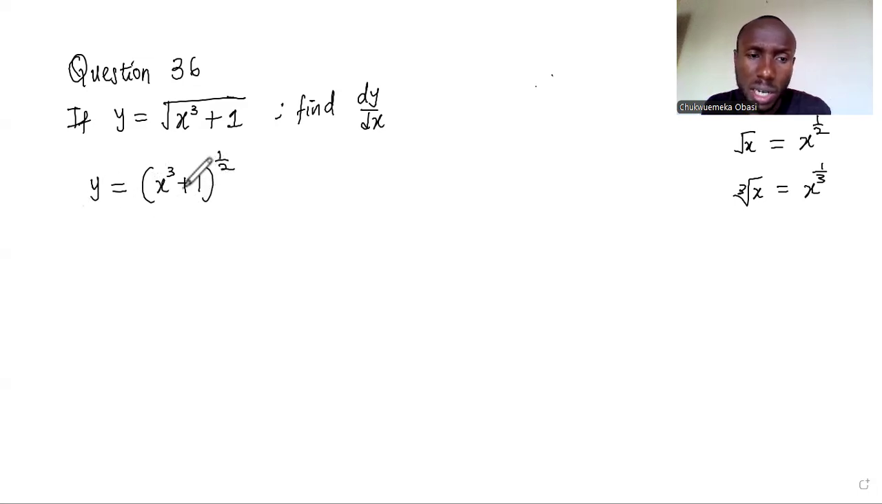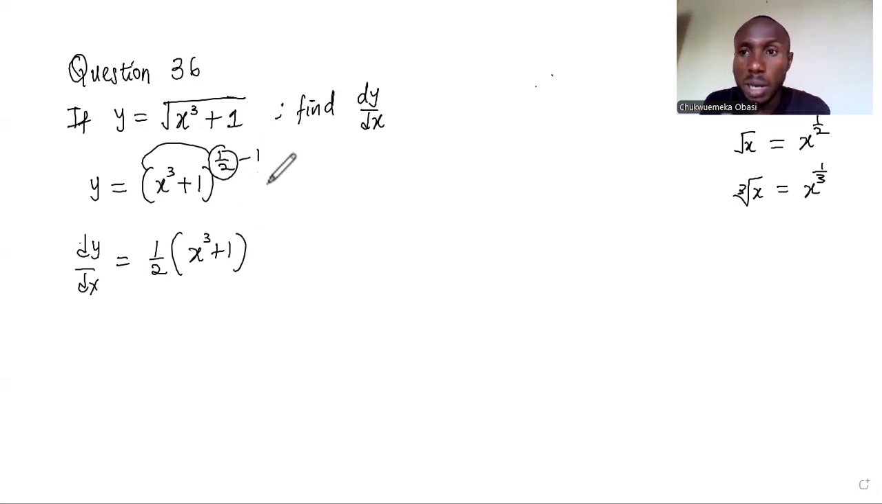Differentiating this, you're going to get dy/dx, because you are differentiating y with respect to x. That would be the 1 over 2 will multiply the base. So we have 1 over 2 into x cubed plus 1. Then you remove 1 from 1 over 2. Half minus 1 is negative half, right? You understand? So that means minus half. You can do it yourself and confirm. Half minus 1 is minus half.